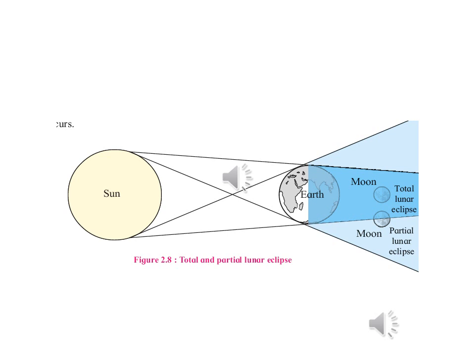Figure 2.8 Total and partial lunar eclipse. Here we can see the total and partial lunar eclipse. The shadow of the earth is falling on the moon.